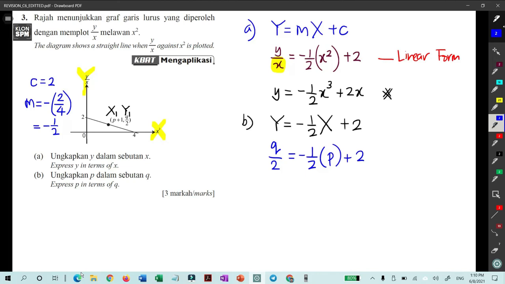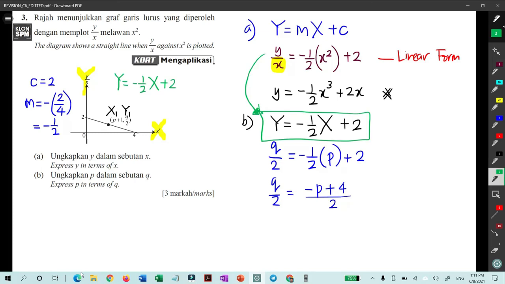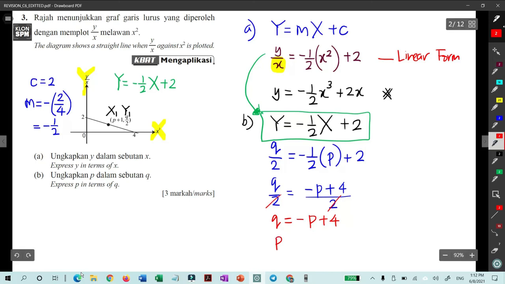Then we add 2. We try to simplify this. Q over 2 is equal to negative P plus 4 divided by 2. On both sides, the denominator is 2, so we can simply cancel the 2, or you also can multiply the whole equation by 2, so the 2 in the denominator will be eliminated. So we get Q equals negative P plus 4. When you express P in terms of Q, the P must be on the left hand side. So I transfer the negative P to the left hand side, it becomes positive P, and Q we shift to the right hand side. So we get 4 minus Q.